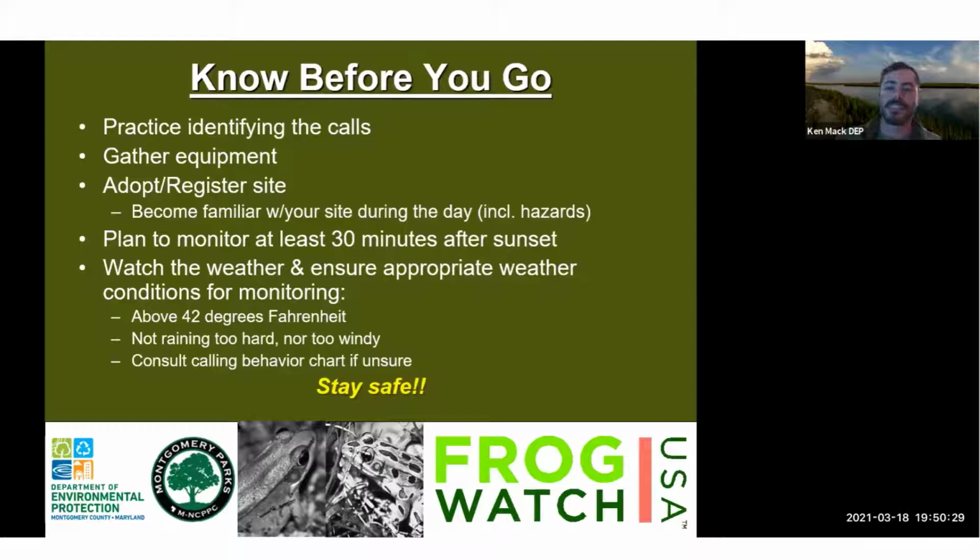Before you go, and we're going to cover this shortly, register a site or adopt one of the park sites, and then go to that site while it's still daylight out. If you're picking someplace that you know really well, it's probably already taken care of, but you don't want to walk somewhere for the first time in the dark. It's very hard to do. It would be easy to trip. You don't know where those thorn bushes are. You might trip over a stump or a log. So it's just best to have been there, because you are going 30 minutes after sunset.